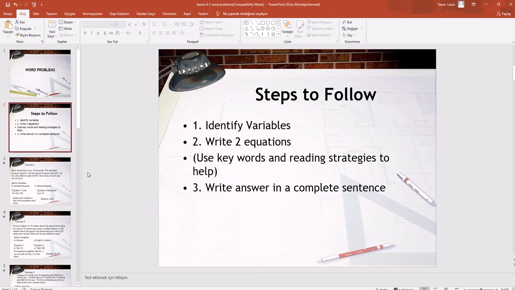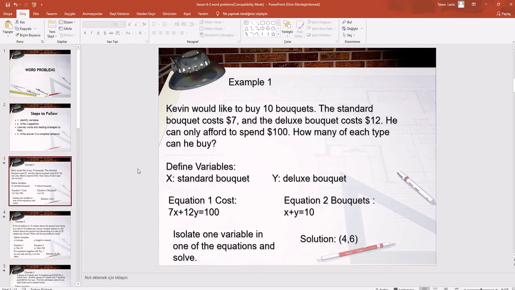Now this is it. So here, this is our first equation. Let us read it together, what it says. Kevin would like to buy 10 bouquets. The standard bouquet costs 7 here, as you can see, and the deluxe bouquet costs 12. He can only afford 100. He can only spend 100. How many of each type can he buy?